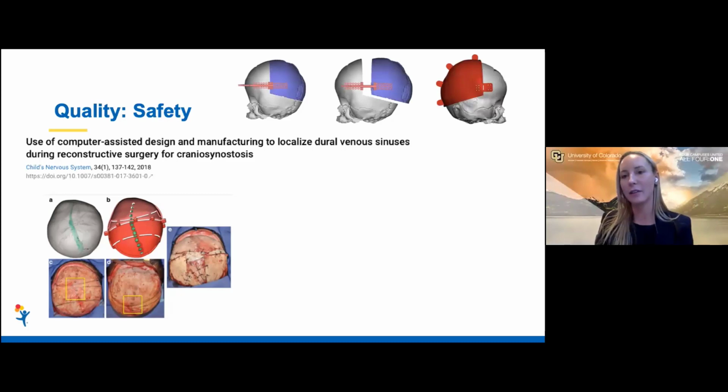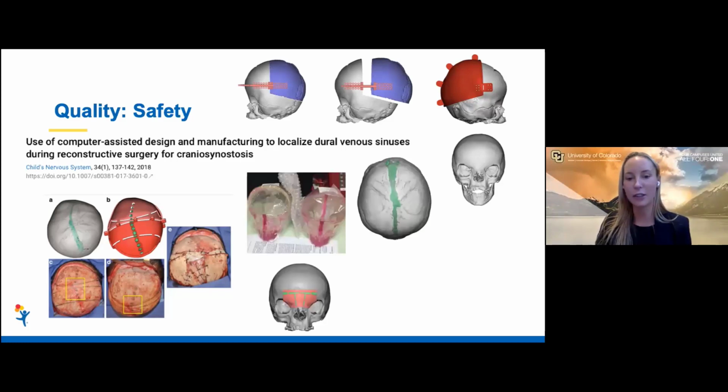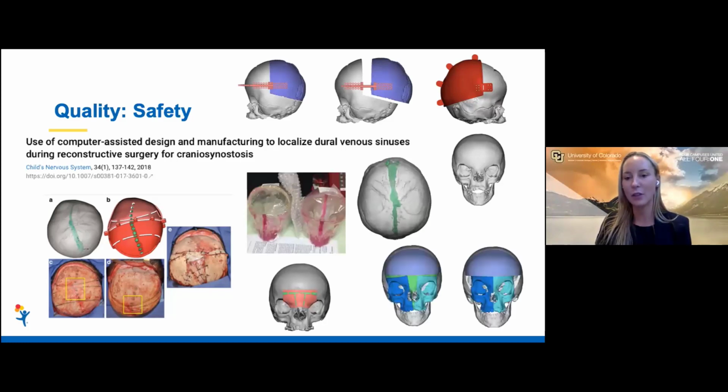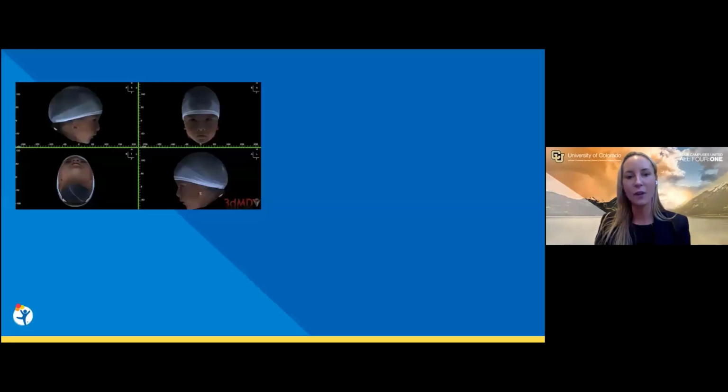This is an example of a cutting guide. You use a pencil to draw, and then you cut where you intend, as well as with craniofacial dysplasias to avoid the superior sagittal sinus. We can improve our efficiency as well.